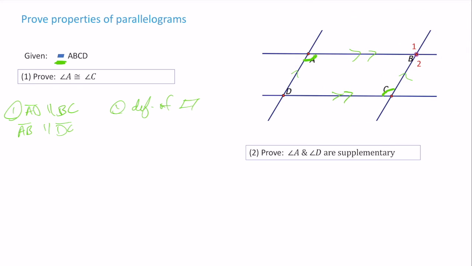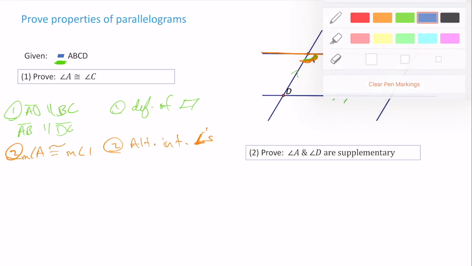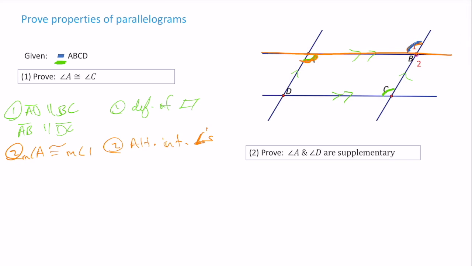If those are all parallel, then I can think of this as a transversal, right? I could think of AB as a transversal, and so I know that angle A is congruent to angle 1 because those are alternate interior angles. So 2, the measure of angle A is congruent to the measure of angle 1, and those are alternate interior angles. Okay, and then next I know that angle 1 is congruent to angle 2 because those are vertical angles, so we'll put that here.